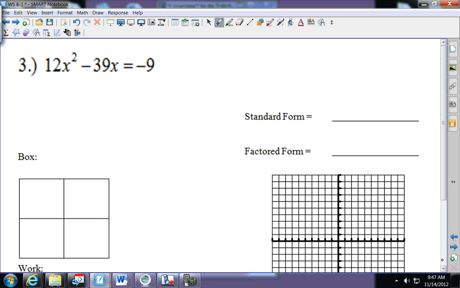Okay, let's look at this one. I want you to take a minute and I want you to put it into standard form, and I'd like you to try and factor it right now.